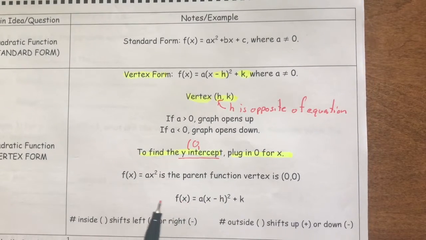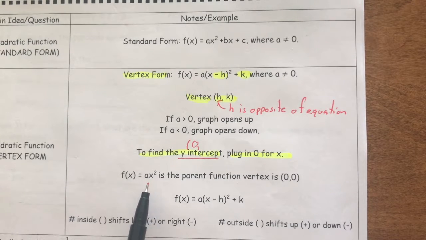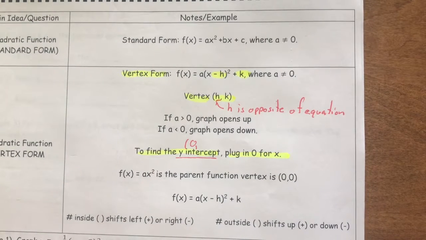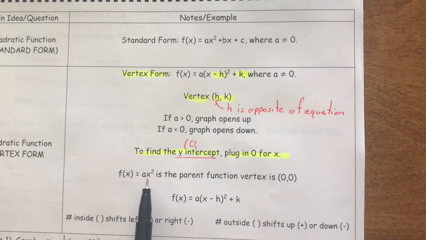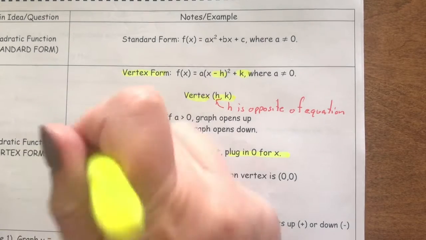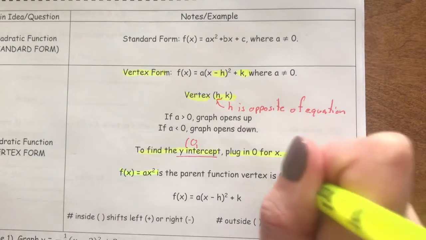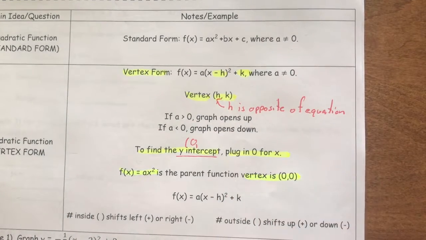Now, our parent function is f of x equals ax squared. We studied this in our previous units where we had ax squared plus c, and if we see here I have ax squared, that means my plus c is 0. We know that our vertex would be at (0, 0). So when I have my parent function f of x equals ax squared, the vertex will be at (0, 0).